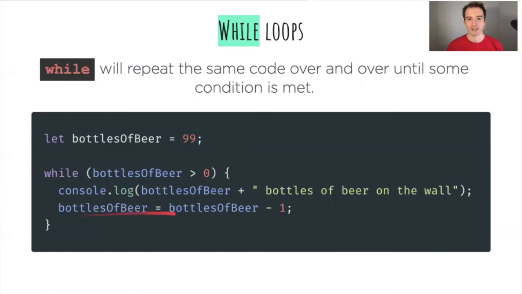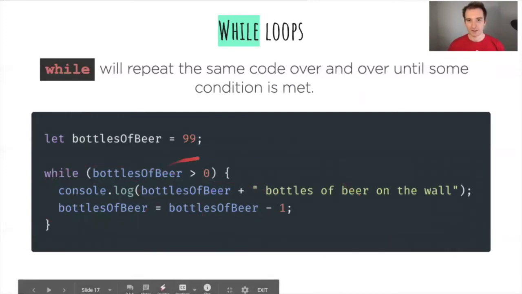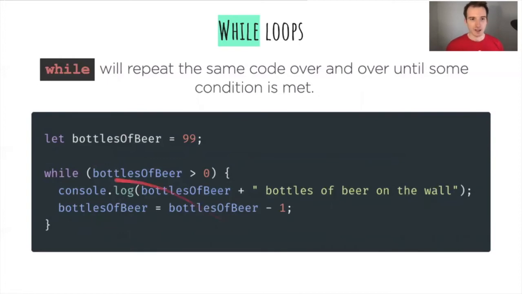And then we're decrementing this value by 1. So we're reassigning this variable to the current value, 99, minus 1. So bottles of beer now equals 98. And then once this code block is finished, we check this condition again. This time we have bottles of beer, which is 98, and 98 is still greater than 0.